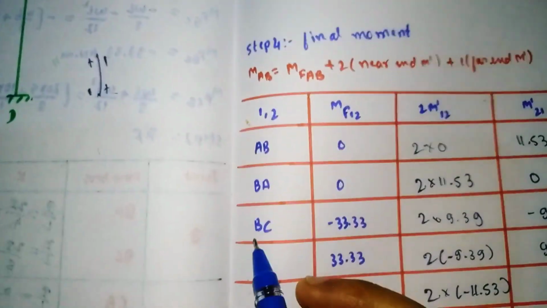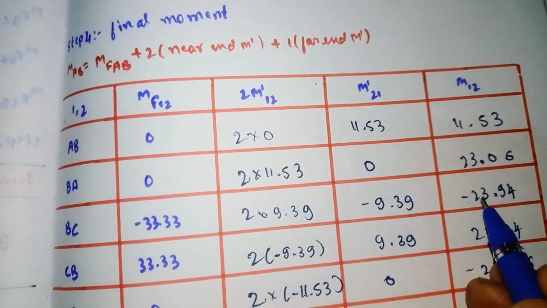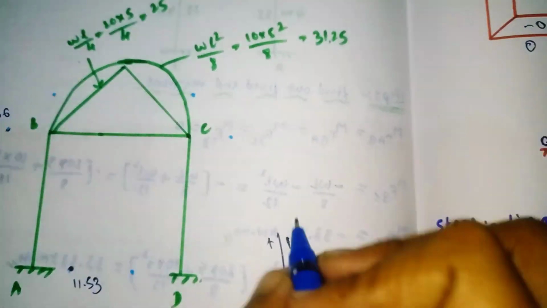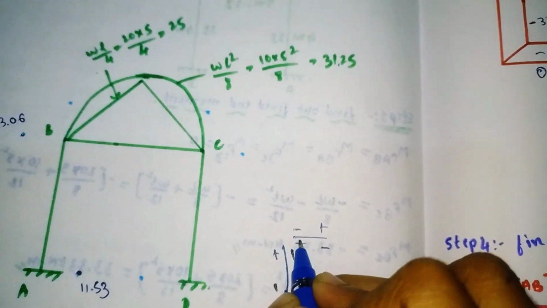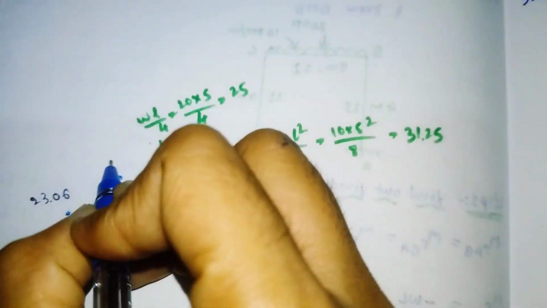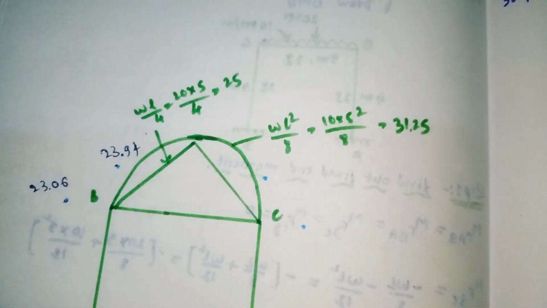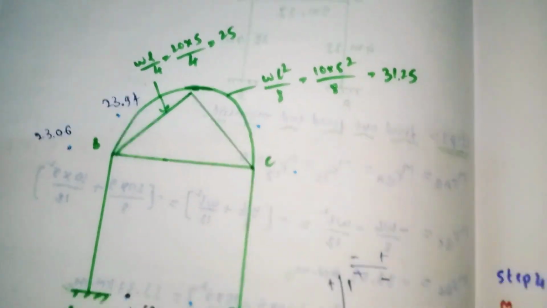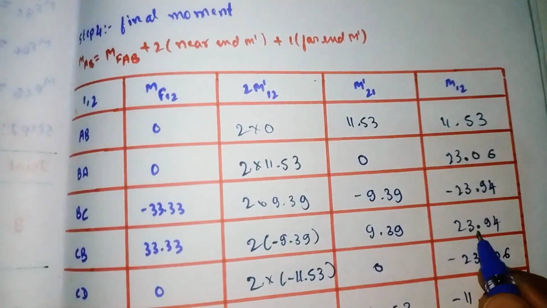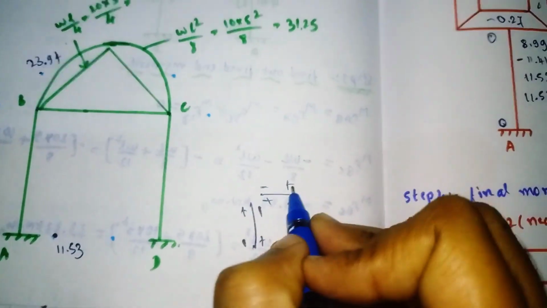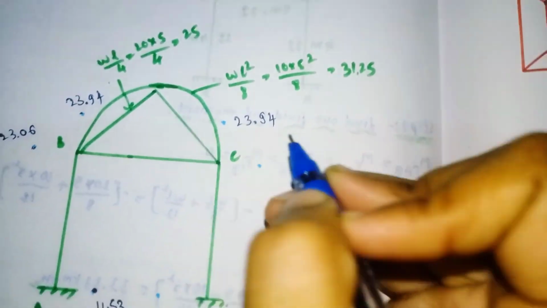Similarly for BC, here the first point is B. At point B it is minus 23.94. So minus means it comes above the neutral axis, it comes here minus 23.94. And similarly for CB, the first point is C. At point C the value is 23.94, so it is positive, which means it comes above the neutral axis, it comes here 23.94.